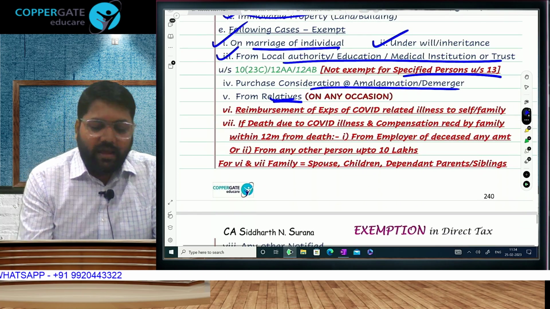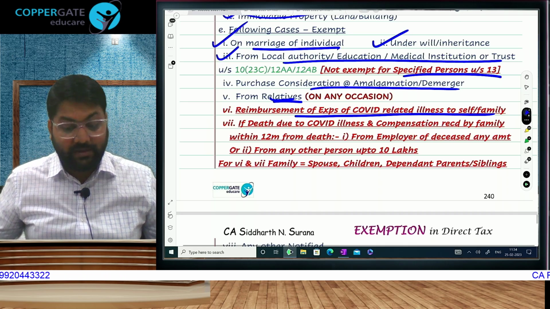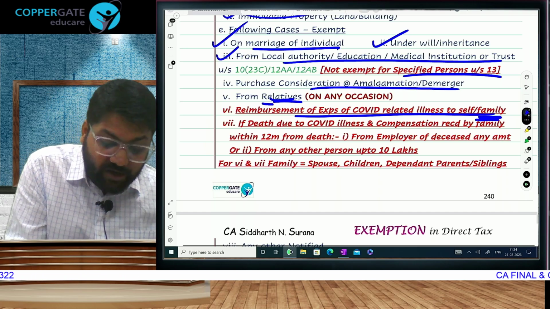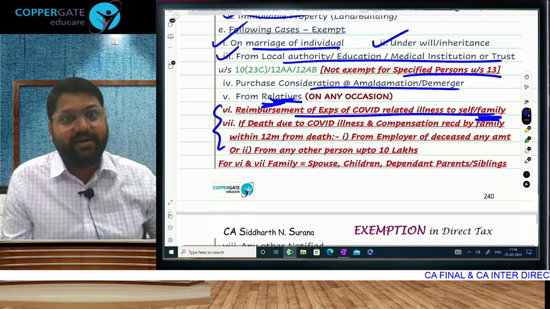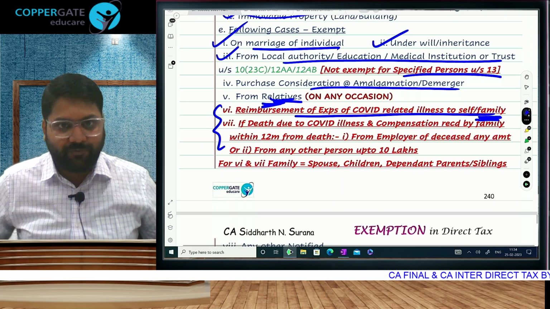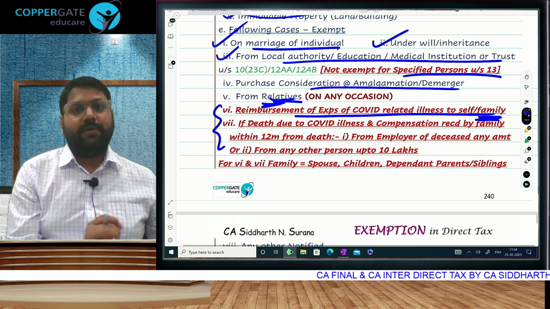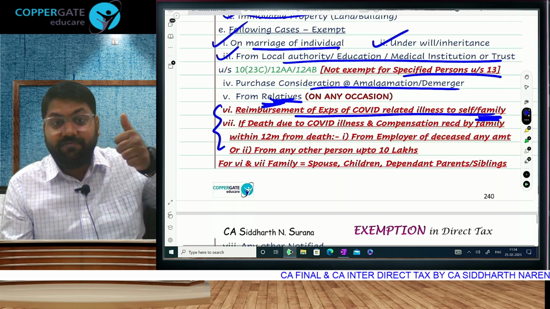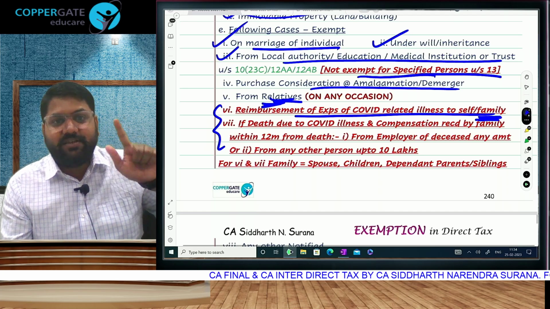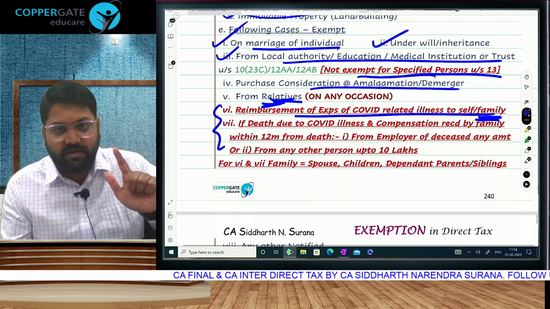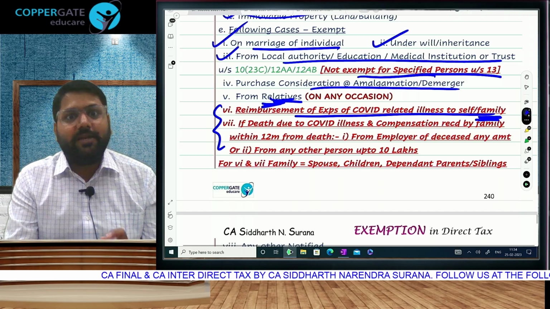Further amendment, any expenses reimbursement relating to COVID illness to self or family. Now, this family is different from this relative. In this COVID related amendment that they have brought, they have said COVID illness of your family. This is revision cum amendments. So what is one amendment already? Virtual digital asset is covered in gift. Second amendment, author, founder, manager, trustee receiving from a trust, they will not get exemption. Third amendment, COVID related illness in your family. This family is different from relative.